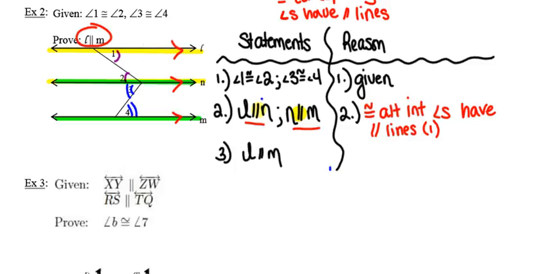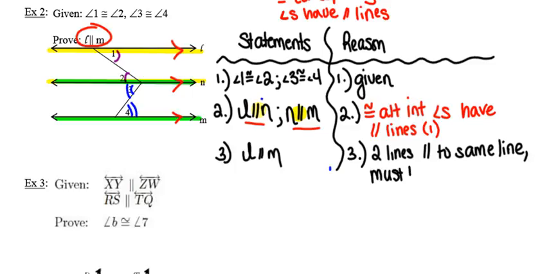So we have a very similar reason that we're going to use here. We're going to state that these two lines are parallel to each other because they're both parallel to the same line, i.e. line N. So anytime two lines are parallel to the same line, just as these are both parallel to line N, they must be parallel to each other. And I'm going to go ahead and cite statement 2, because statement 2 is where both of those lines were parallel to line N.